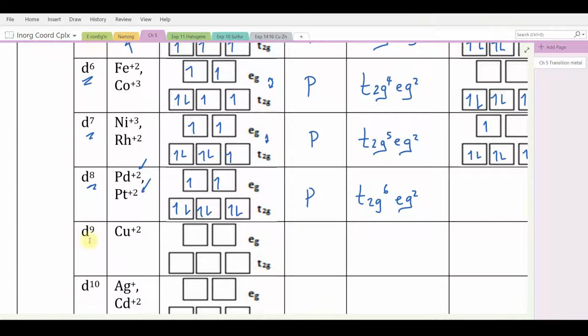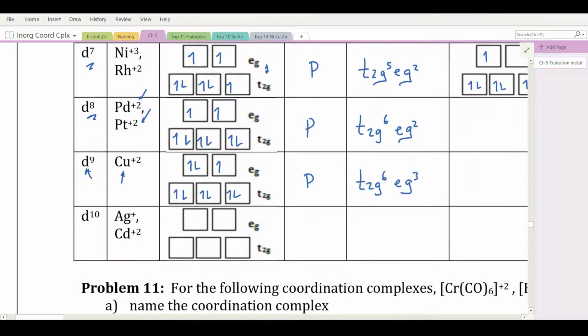With 9 electrons, as in copper 2+, similar to the last case, regardless of the order of filling, they're all going to wind up being paramagnetic, t2g6 eg3. 6 plus 3 is 9. And finally, for d10 configurations like silver 1+ or cadmium 2+, you can see that all 5 orbitals will be filled, regardless of the strength of the ligand, regardless of the octahedral field splitting energy. They're all going to be diamagnetic, t2g6 eg4. 6 plus 4 makes 10.